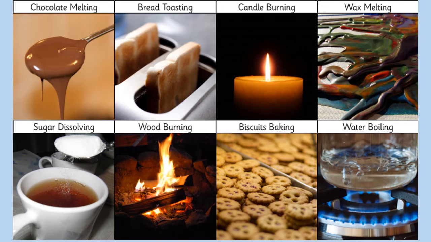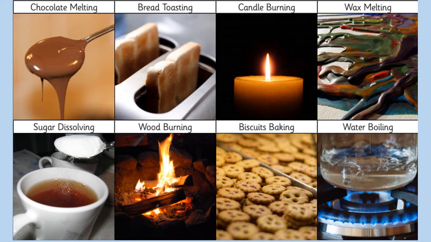So here are your 8 pictures. Chocolate melting, bread toasting, candle burning, wax melting, sugar dissolving, wood burning, biscuits baking and water boiling. What I want you to do is to place these changes into your quadrants. So let's do 2 together.